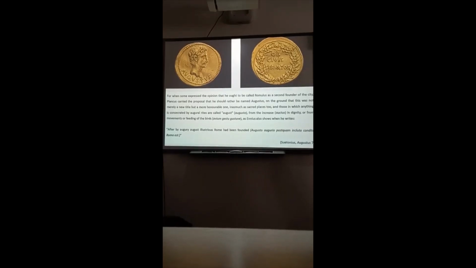Quoting one line, "after by augury, august, illustrious Rome has been founded." So he's taking this line from Ennius, which is about the founding of Rome, tying it into augury, which is one of Rome's religious practices, the observation of birds, and trying to link that to the name Augustus to sort of make it all nicely fit together. Next slide, please. We'll draw on at the end.